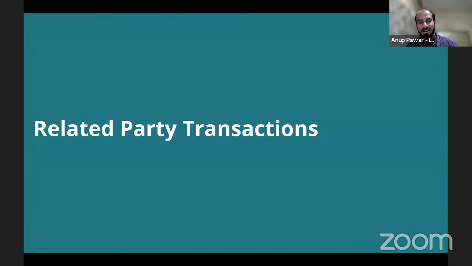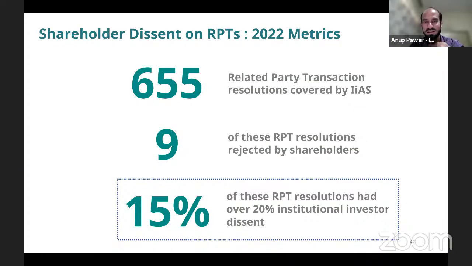With that, let me come to maybe a very contentious kind of resolution type, which is related party transactions. The stats: 650 odd RPT transactions covered by us, 9 of these rejected by shareholders, and only 15% had over 20% institutional investor dissent. Just to hark back to what I said earlier, with RPTs over time, companies have gotten a sense of what disclosures investors want.